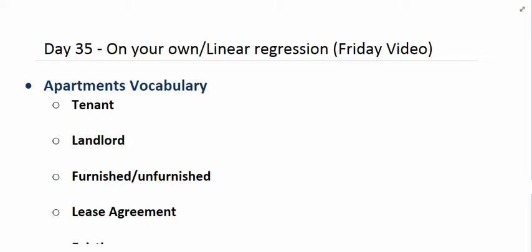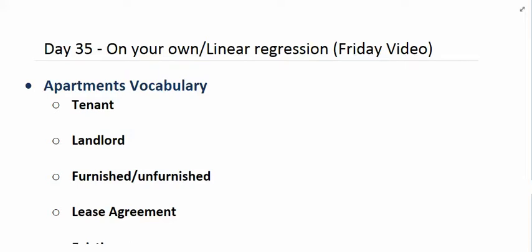Today we're going to move into something new in our independent living section of the class. In this video we're going to talk a little bit about the vocabulary associated with renting an apartment or renting a home. And we'll also look at a few examples of what it takes to determine whether you can afford rent, or how to determine what appropriate rent for an area might be.